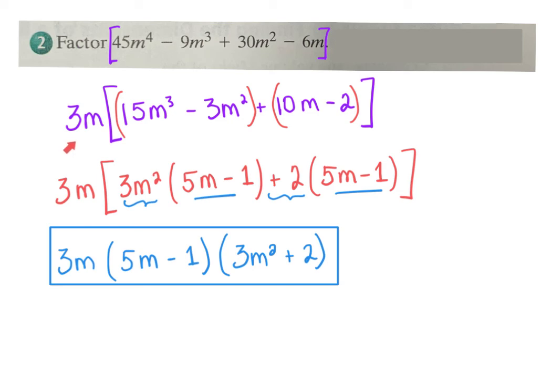So your common factor between everything was 3m. Take that out first, then group the first 2 and the second 2. In the first group, your common factor was 3m squared. You were left with 5m minus 1. In the second group, your common factor was 2. You were left with 5m minus 1. Again, leave the 3m here on the outside. The common group was 5m minus 1. The leftovers from that group, 3m squared plus 2.